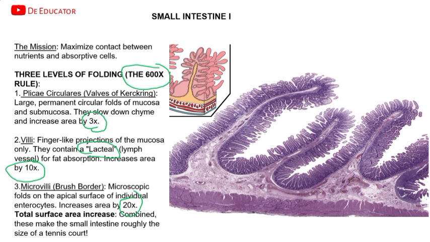Right, then we have microvilli, the brush border. These are microscopic folds on the apical surface of individual enterocytes. It increases the area by 20%, so the total surface area increases. Combined, this makes the small intestine roughly the size of a tennis court. I know you guys can agree with me on that.